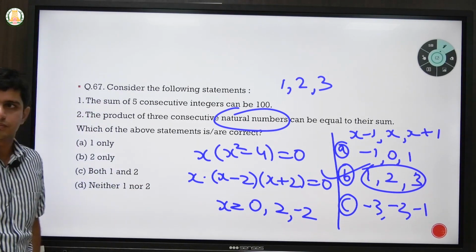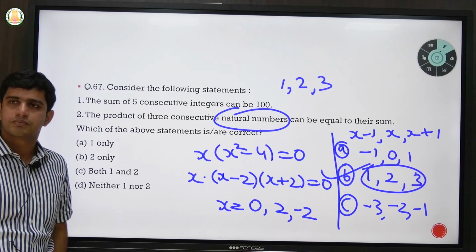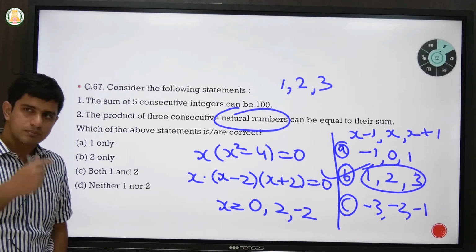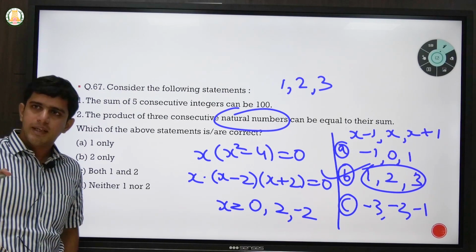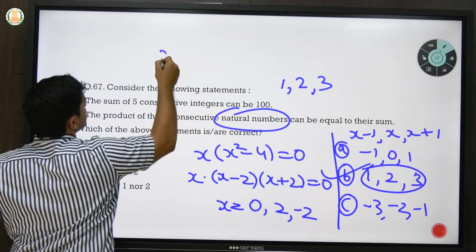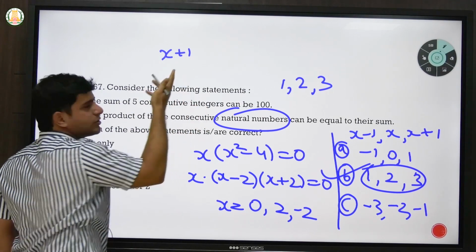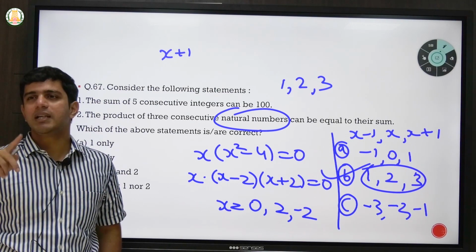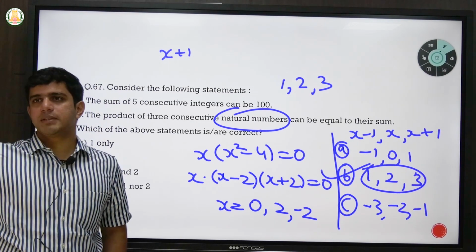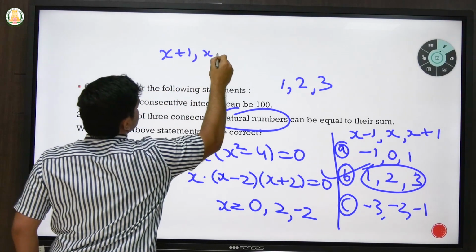Sir, in statement 1, what you have said is, since it was an integer, we should consider both positive and negative numbers. So you are taking x minus 1, x, x plus 1. Why can't we take x plus 1, x plus 2, x plus 3? You can take that. So what he is saying is, I did not take consecutive because it says integers. I just took some numbers, because if I take x minus 2, x minus 1 and add them, I'll easily get 5x, because minus 2 and plus 2 get cancelled, minus 1 and plus 1 get cancelled.